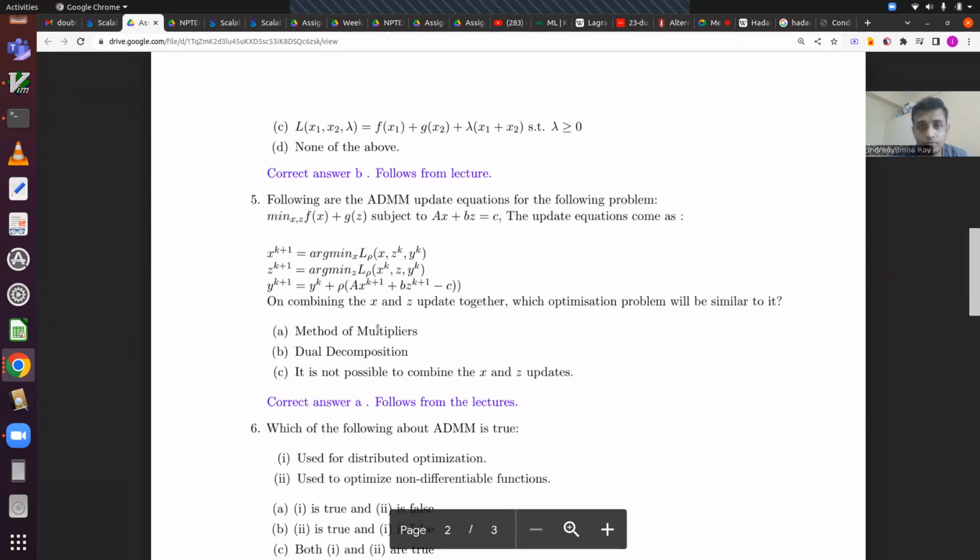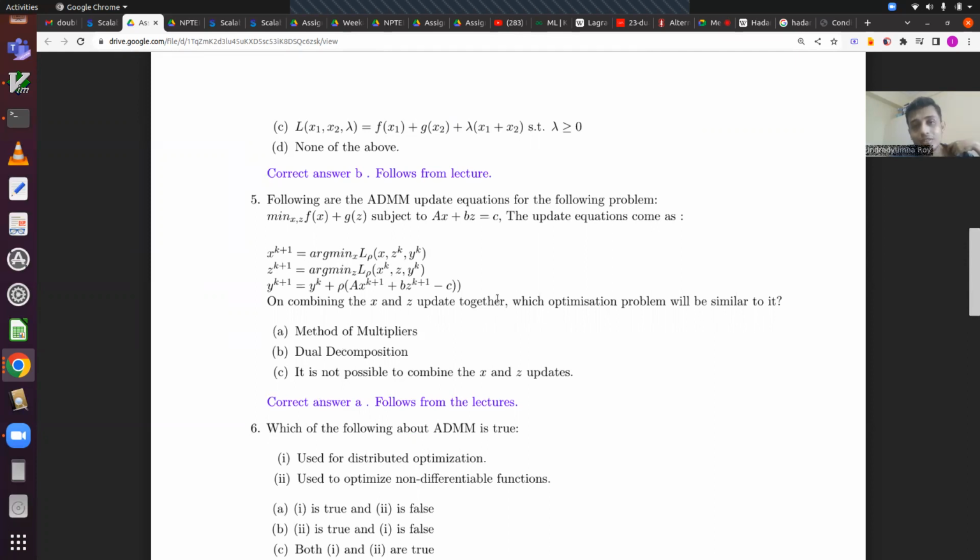Sir, first tell me why the fifth question is method of multipliers. It follows from the lectures. So we had discussed this before. But we discussed that this is dual decomposition, and the answer is method of multipliers. No, this is what we discussed.